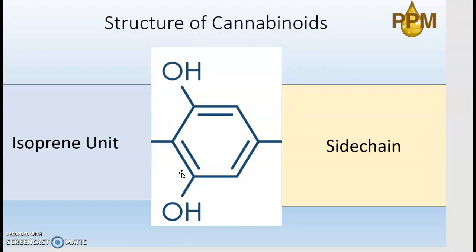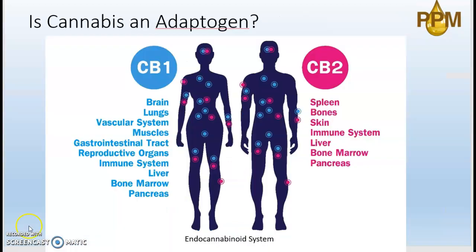Cannabinoids have a very similar structure. They have this common core, and then where they vary is in this isoprene unit on the left and in the side chain on the right. One can also argue that cannabis is an adaptogen, which means a molecule that helps achieve homeostasis in the body.